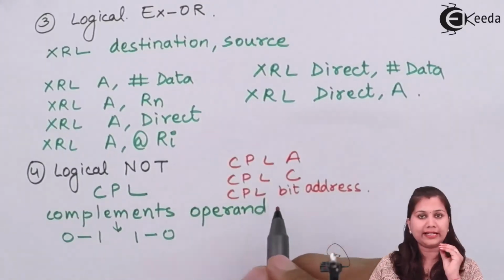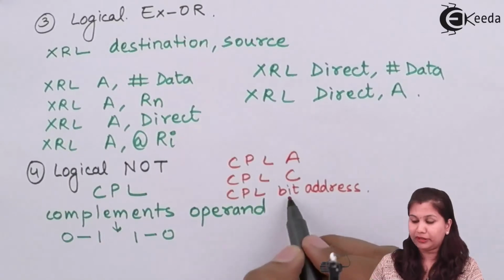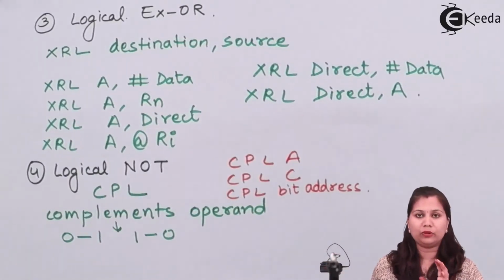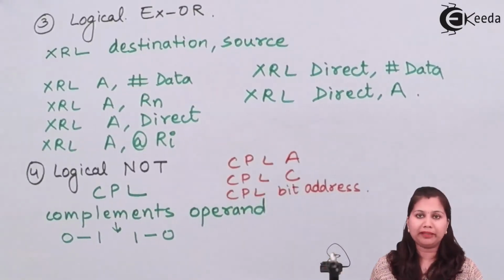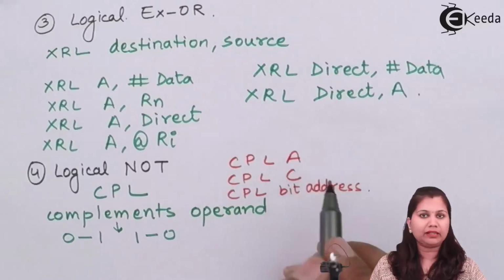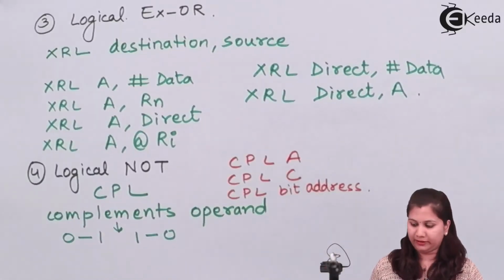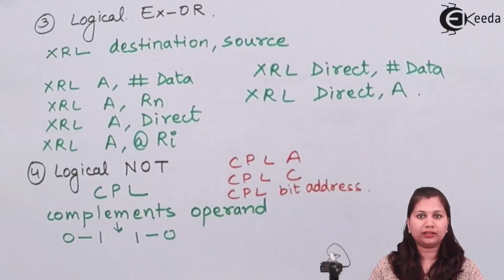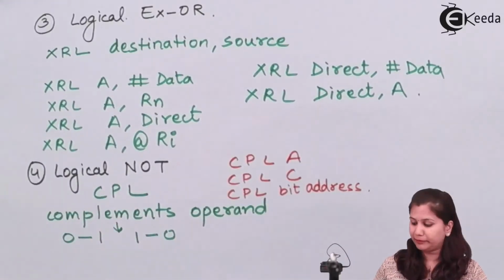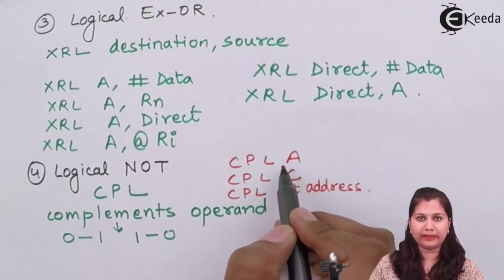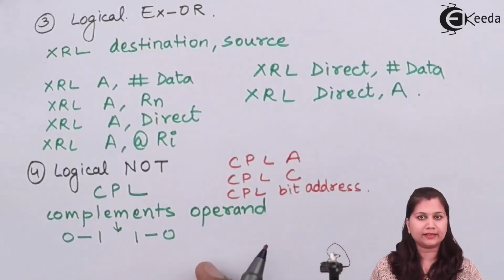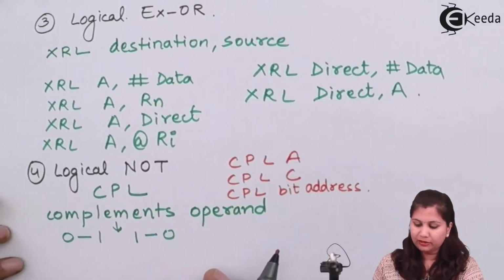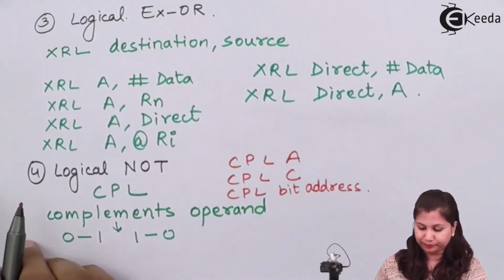The address of the memory location can be written directly, and the contents of that memory location will be reversed. CPL C means it is going to complement the carry flag. CPL A means it is going to complement the accumulator. The result of this operation, after reversing the bit, is stored in the operand itself, that is in the accumulator, the carry, or the bit address itself. Okay, so this is the logical NOT instruction.